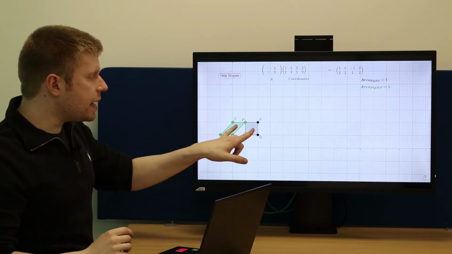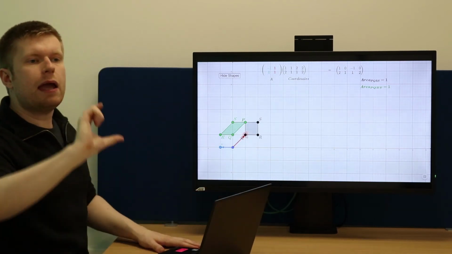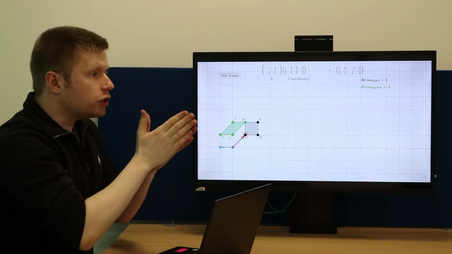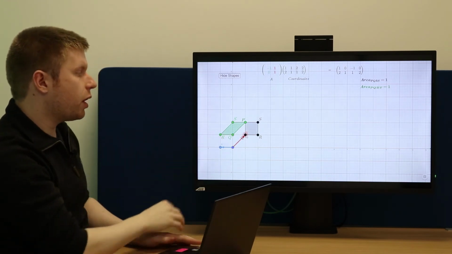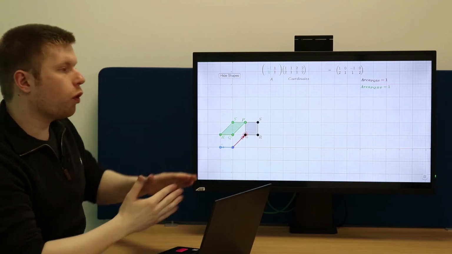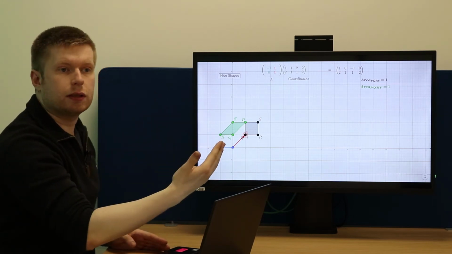Now that means that my new shape will still have an area of 1. It will just be flipped as well. So if the determinant is negative, it means that there's been a flip going on. And you can see that because with my old shape, the P and the Q were on the left-hand side. With my new shape, the P and the Q are on the right-hand side.